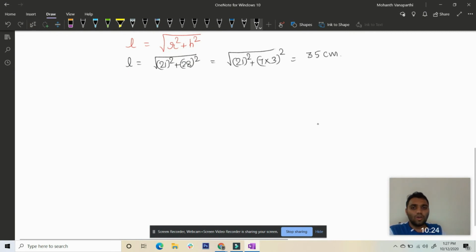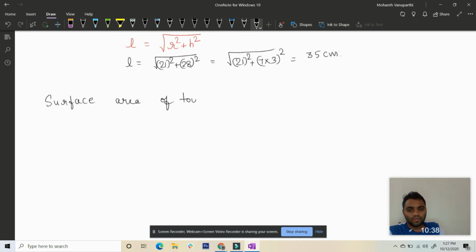Now let us substitute all these formulas in the above expression, which is the total surface area of the toy. So surface area of toy, again I am writing the expression, surface area of toy is equal to surface area of hemisphere and surface area of cone.